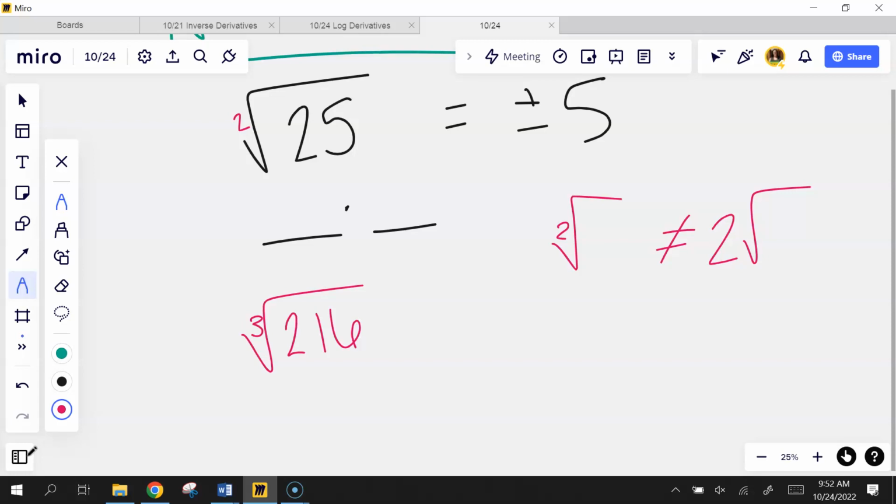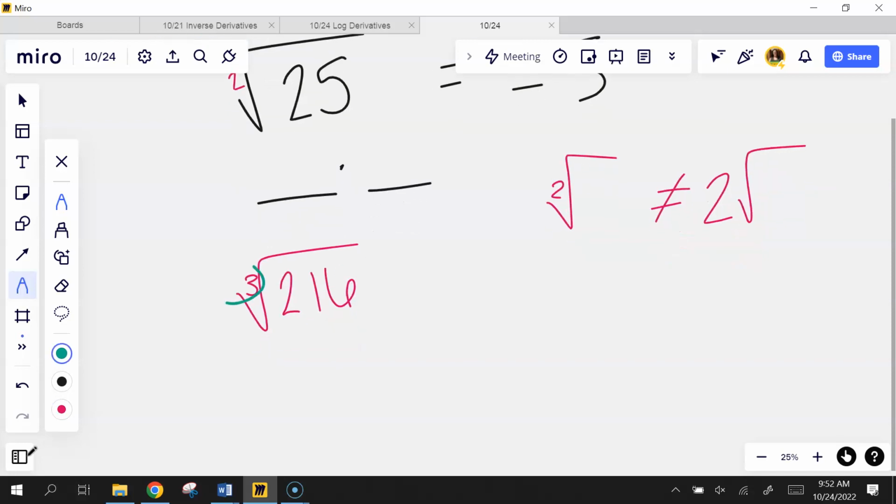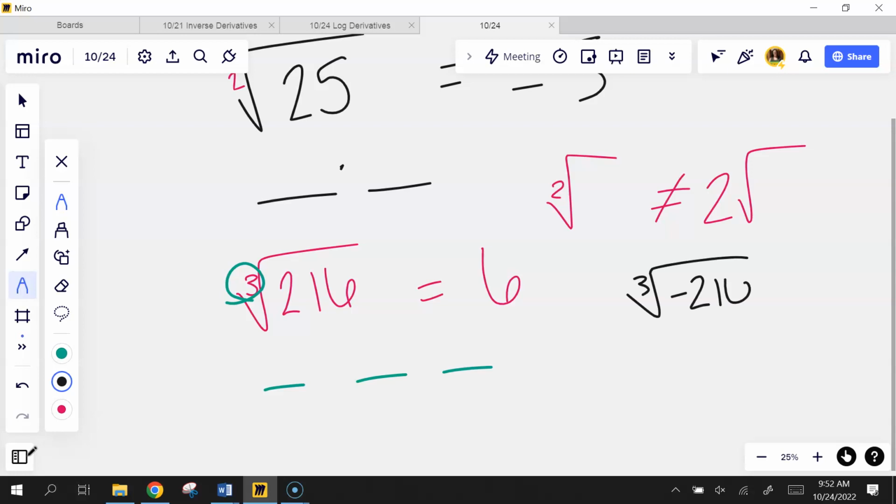What would that be? This tells me what number times itself 3 times gives me 216. Is it plus or minus 6? It's just positive 6. Why? Would it be an i? No, it wouldn't, because it's not square rooted. You can multiply negative 6 three times and get negative. The reason you need i with a square root is because you can't multiply a number by itself and get a negative.